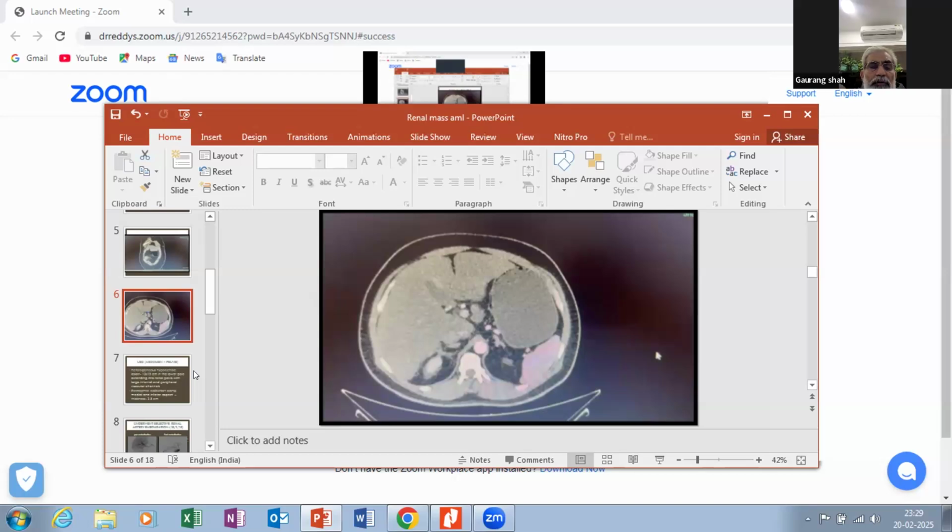So what treatment do you want to give? You want to give him partial nephrectomy or you want to do radical nephrectomy?